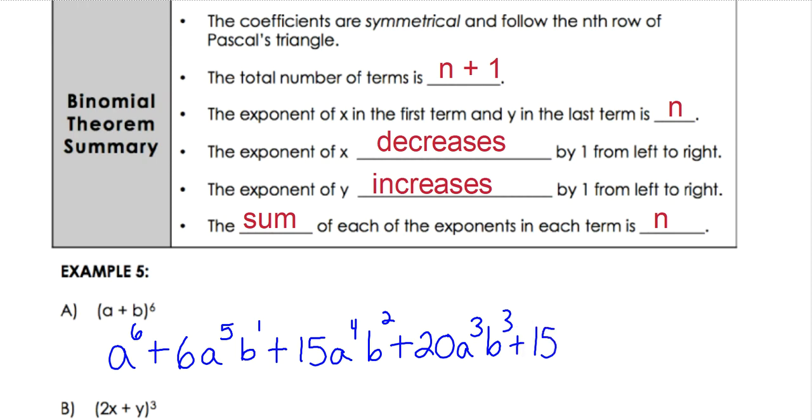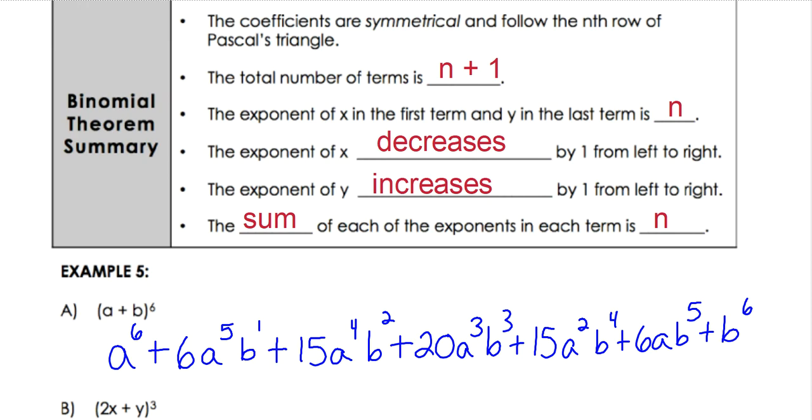So the next coefficient is 15 again. Down 1 power on a, up 1 power on b. Next coefficient is 6. Now we're down to just a and b to the 5th. And then we finish off with just the b's to the 6th power. So that would be the entire thing.